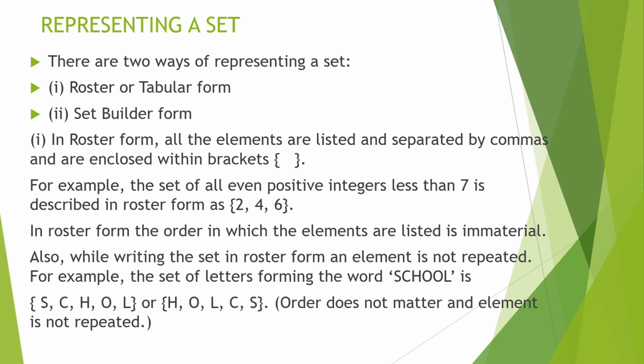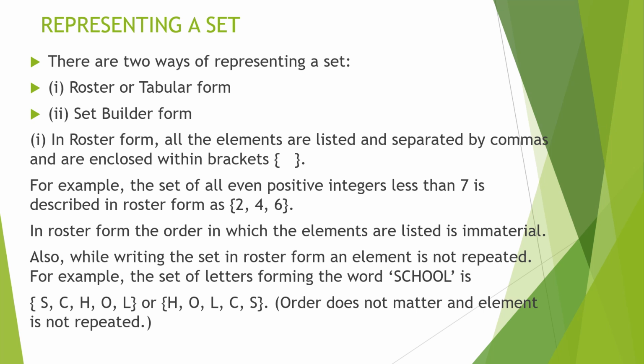First thing is, how do you represent a set? A set can be represented in two ways. First is the roster or tabular form and second is the set builder form. In roster form, all the elements are listed, separated by commas, and enclosed within curly brackets. For example, the set of all even positive integers less than 7. If I want to write it in roster form, it is written as {2, 4, 6}.